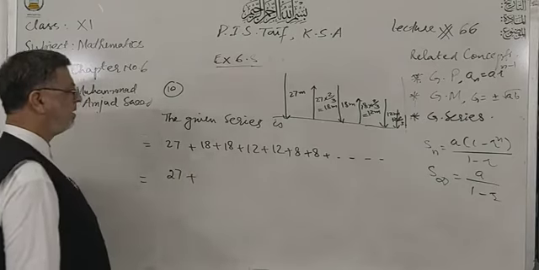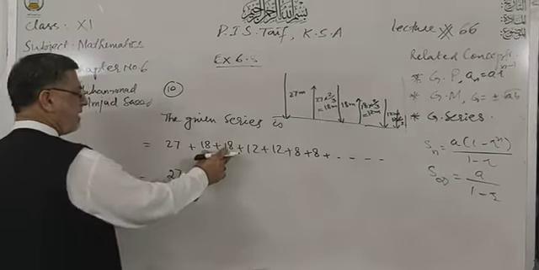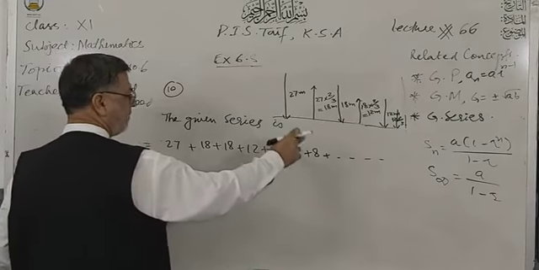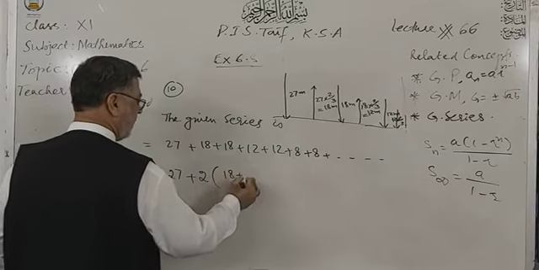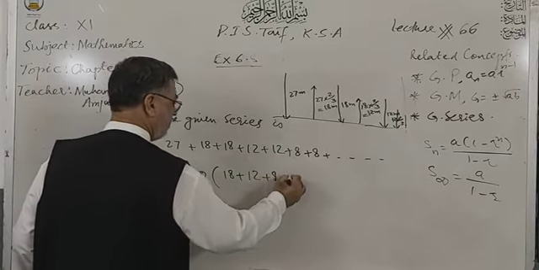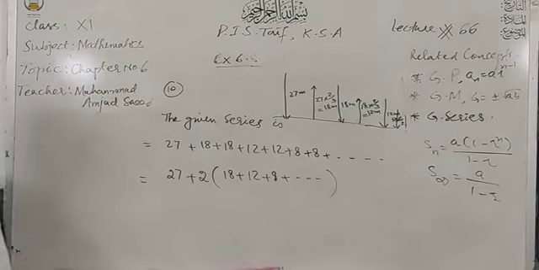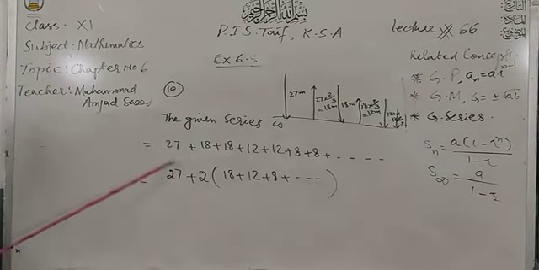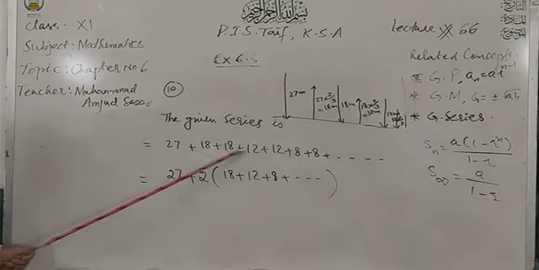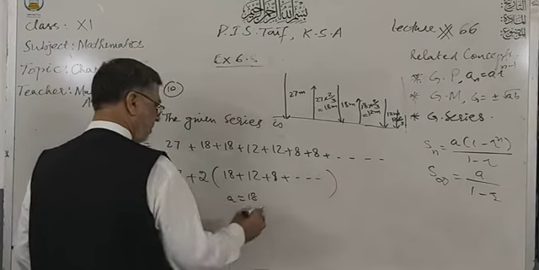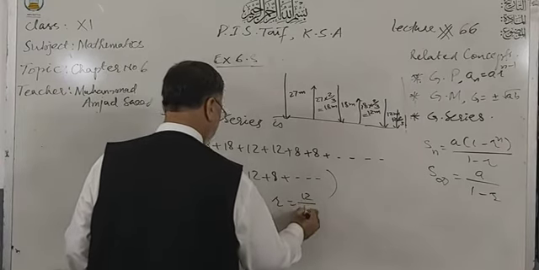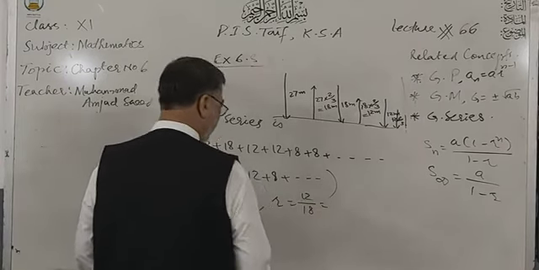So 27 plus, dear students, these are 18 plus 18, 12 plus 12, 8 plus 8, like that. So you can have 2 into 18 plus 12 plus 8, where one time I have written. Basically, 27 is not part of the geometric series. This is the geometric series now. So what is a? a is equal to 18. r is second over first, that will be 2 by 3.